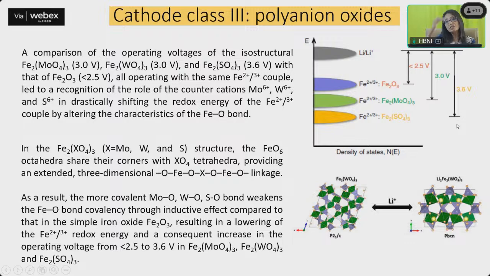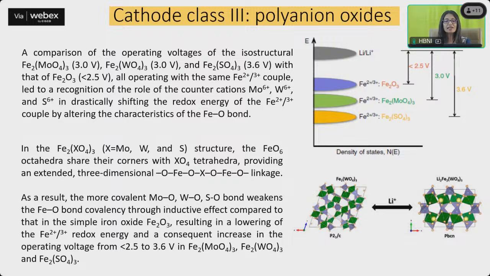So obviously you can see lithium versus lithium to lithium plus, you see how this voltage is increasing. And obviously I know if my voltage is increasing, then this is going to be a good cathode material, provided all the other factors are taken into consideration. So this means that whatever is the counter anion is again playing a very important role. So what is this? You have this XO4 tetrad, where what is X? X can be your molybdenum, it can be sulfur, it can be tungsten.